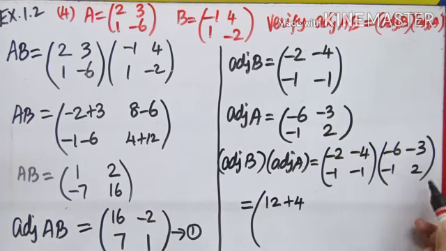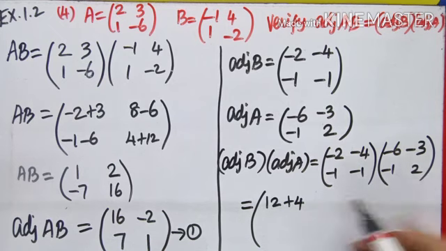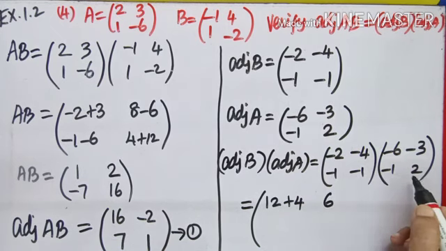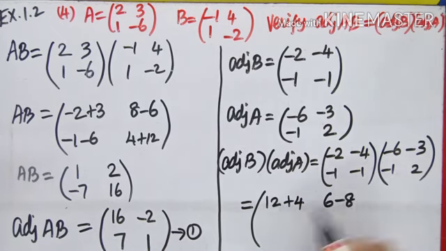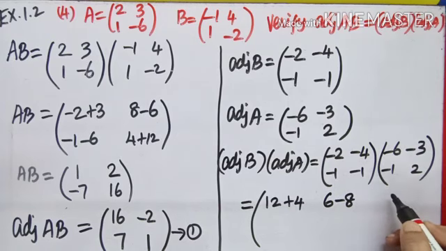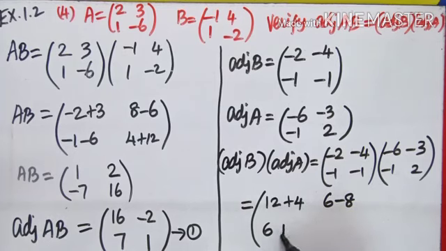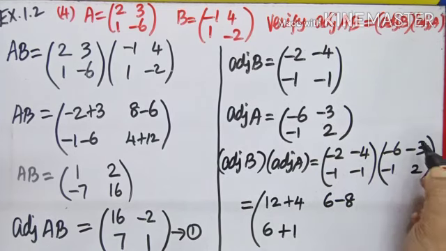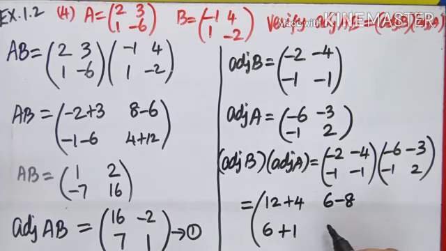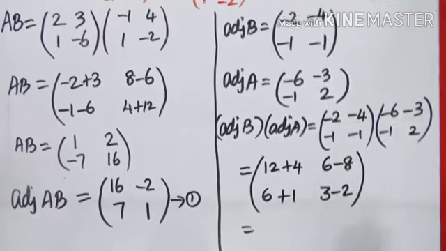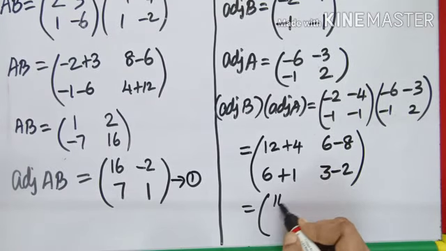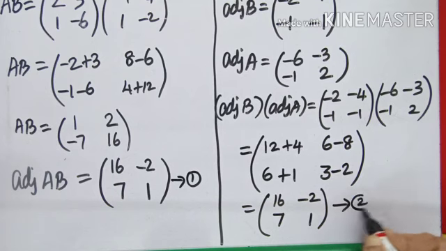First row by second column. Minus 2 into minus 3, minus 4 into 2. Second row by first column. Minus 1 into minus 6, minus 1 into minus 1. Second row by second column. Minus 1 into minus 3, minus 1 into 2. Simplify the answer. We get 16, minus 2, 7, 1 and call this as 2.